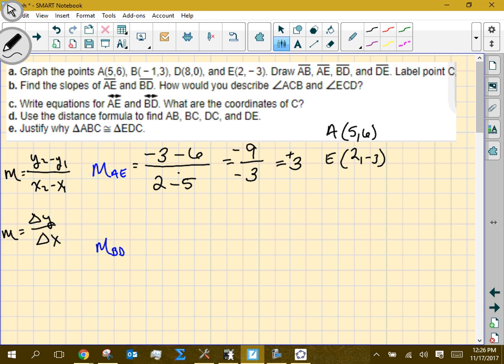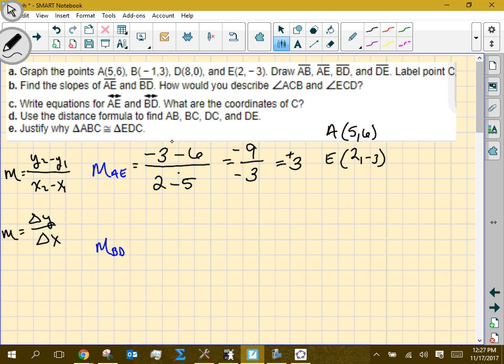However, you cannot flip them. If I went -3 minus 6 on top, I cannot go 5 minus 2 on the bottom, because that would give me y2 minus y1 over x1 minus x2, and that's going to mess up signs. I'll still get the numerical 3, but it won't be positive 3, it'll be -3. And that's an issue, because my slope is going in the wrong direction.